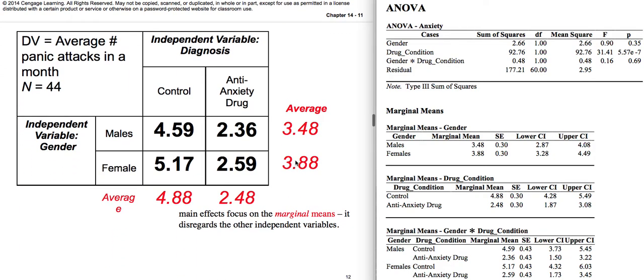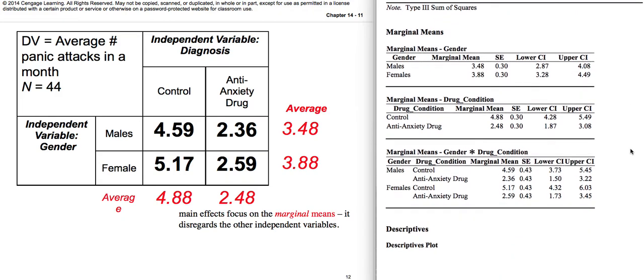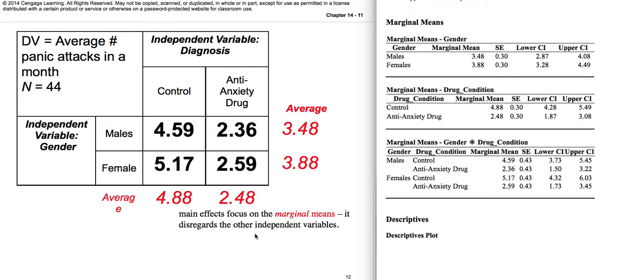By looking at these marginal means results over here, we can construct a table that might help us interpret these results a little bit more simply. Remember that the main effects are collapsing across the levels of the other independent variable. So when we're looking at the independent variable of gender, we're only looking at males and females in this study. We're collapsing across the independent variable of drug condition, the control or anti-anxiety drug conditions. So the main effect of gender, remember, is testing between this value of 3.48 and this value of 3.88.